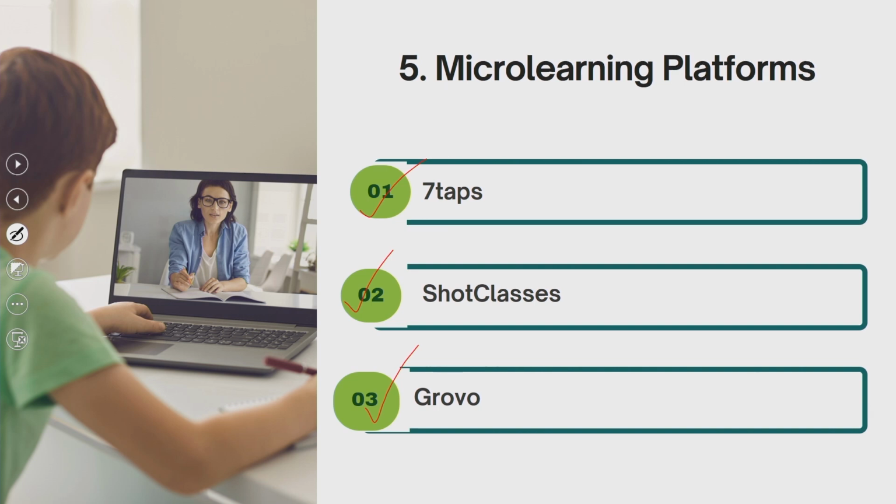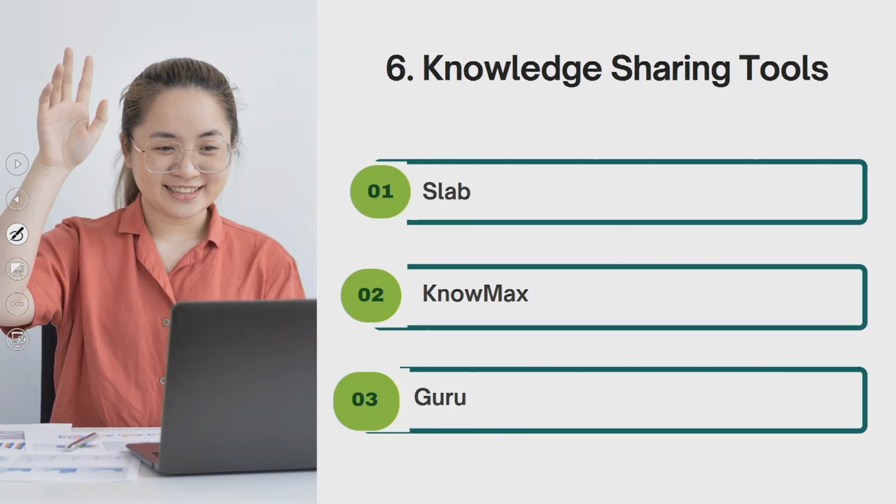So these are some of the critical micro-learning platforms: 7TAPS, Short Classes, and Grovo. Again, please note this is not an exhaustive list, but I would say that these are the most relevant nowadays. Now we move on to some of the critical knowledge sharing tools. Knowledge sharing platforms facilitate information sharing across teams through internal wikis, knowledge bases, and document repositories.